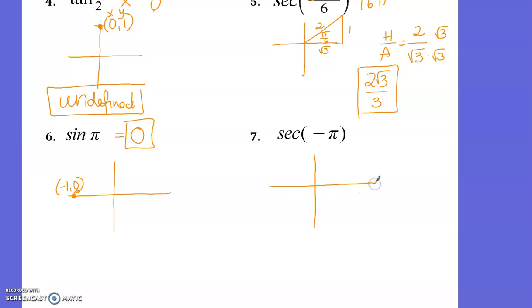Secant of negative pi. Well, negative pi, we land in the same spot. Cosine is all about the x. So this is going to be the hypotenuse over x. The hypotenuse is always 1, and here our x is -1. So 1 divided by -1 is -1. Okay, and that's it for this lesson.